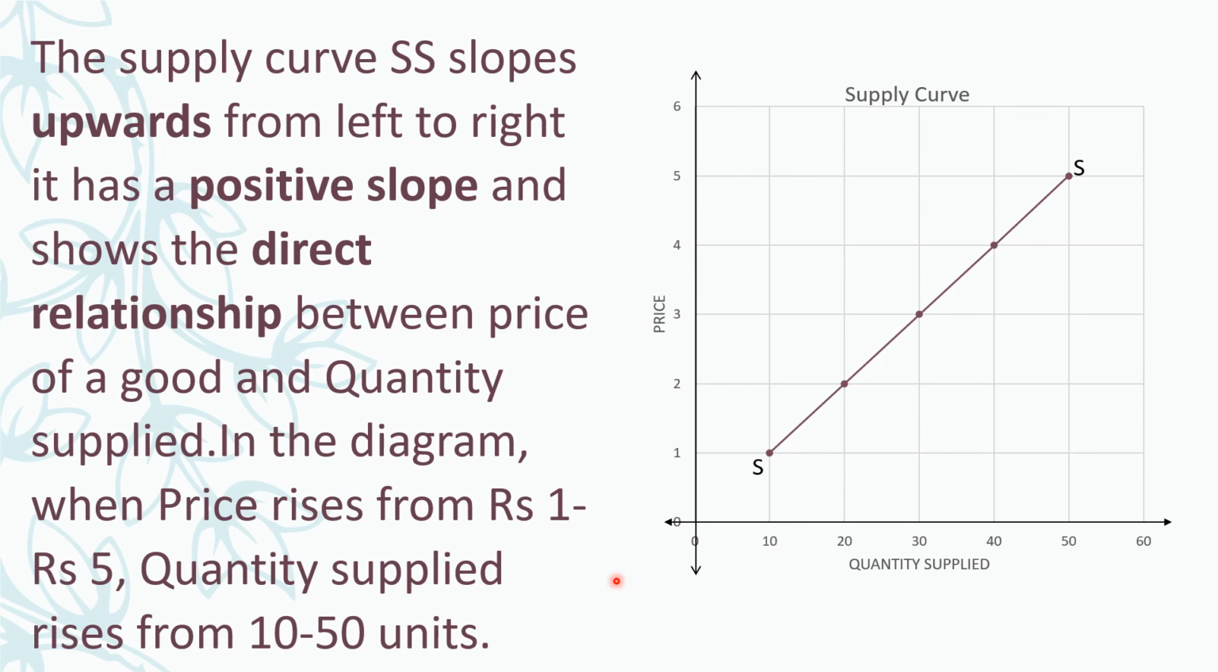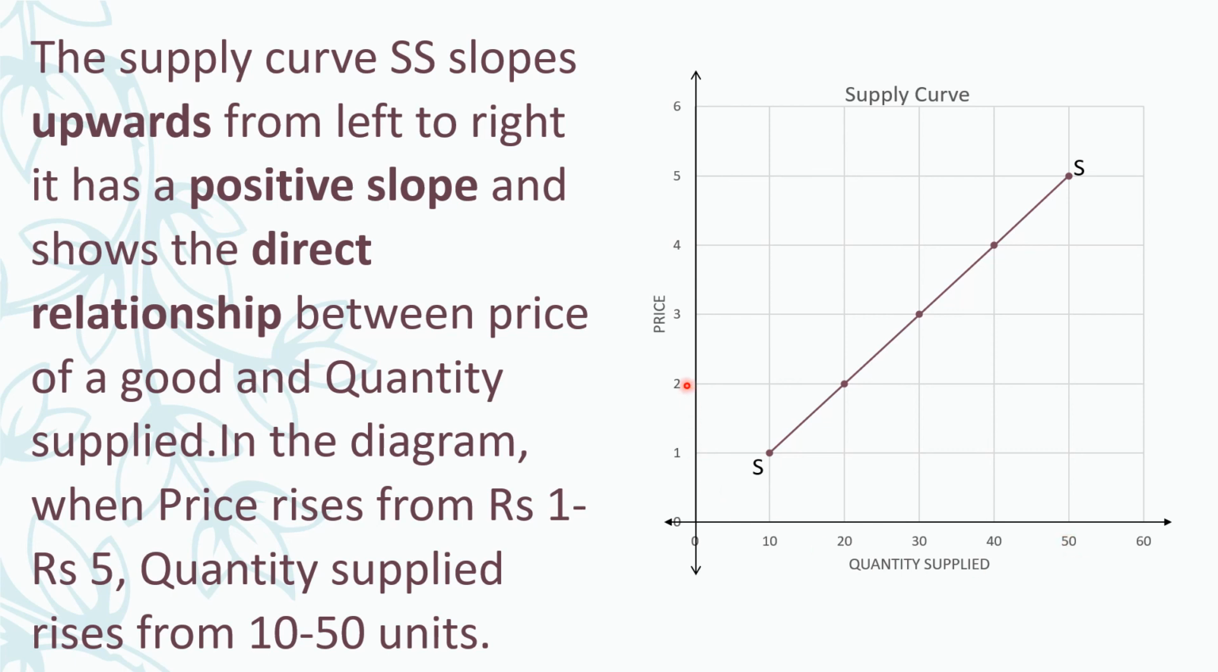Let us now move on to studying the diagrammatic representation of the supply schedule that we just saw in the previous slide. The supply curve SS slopes upwards from left to right. It has a positive slope and shows the direct relationship between price of a good and the quantity supplied. In the diagram, when price rises from rupees 1 to rupees 5, quantity supplied rises from 10 to 50 units.